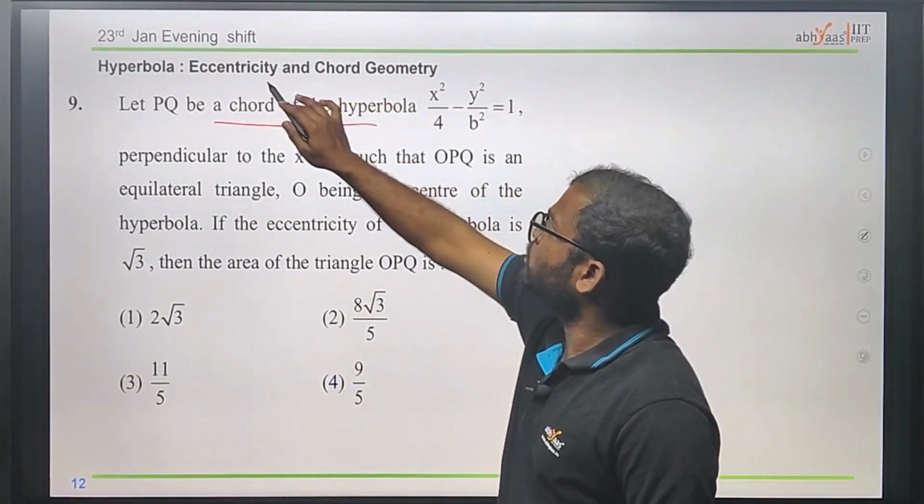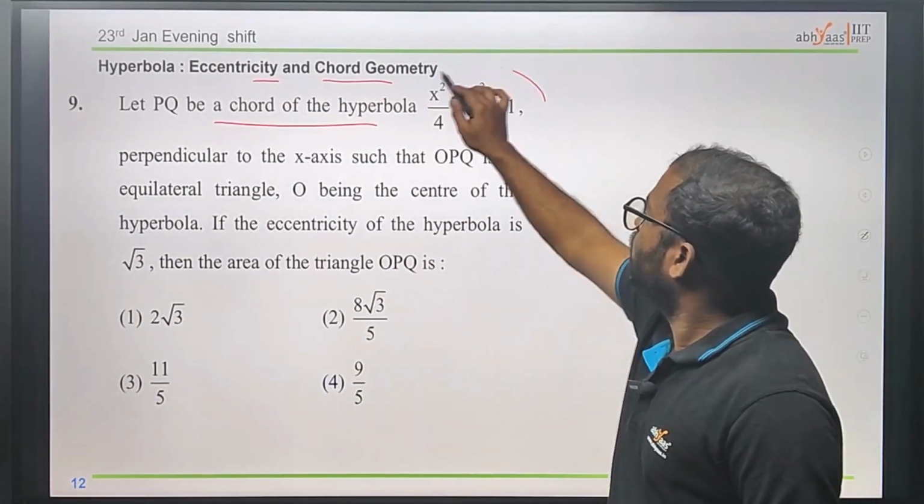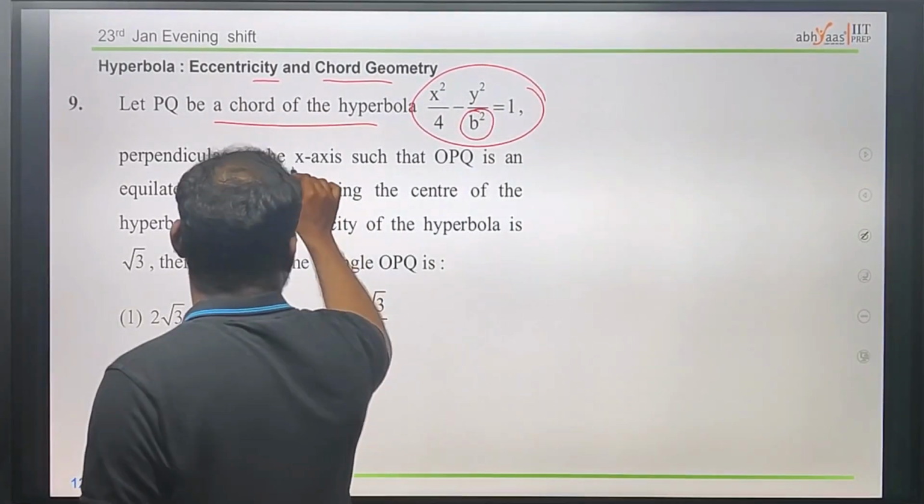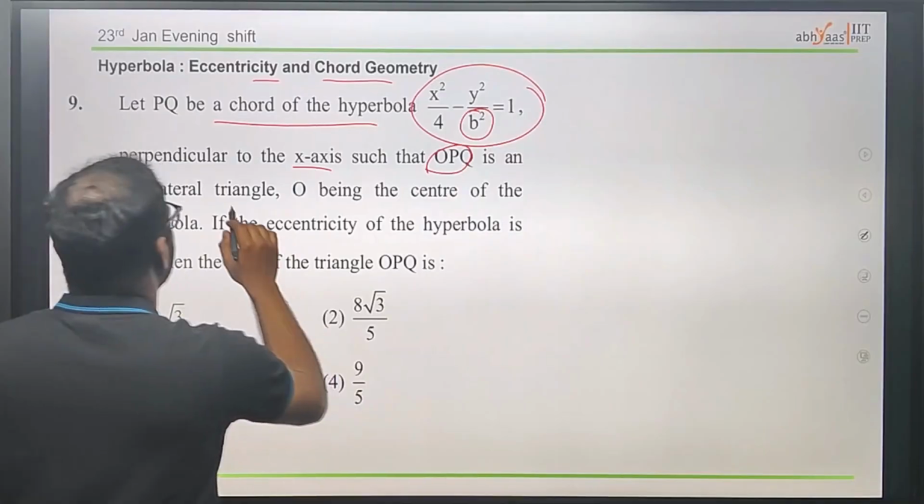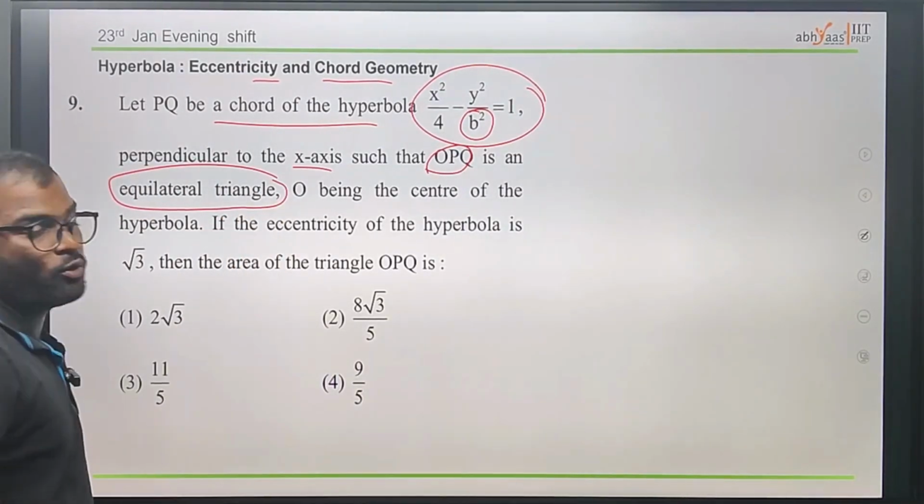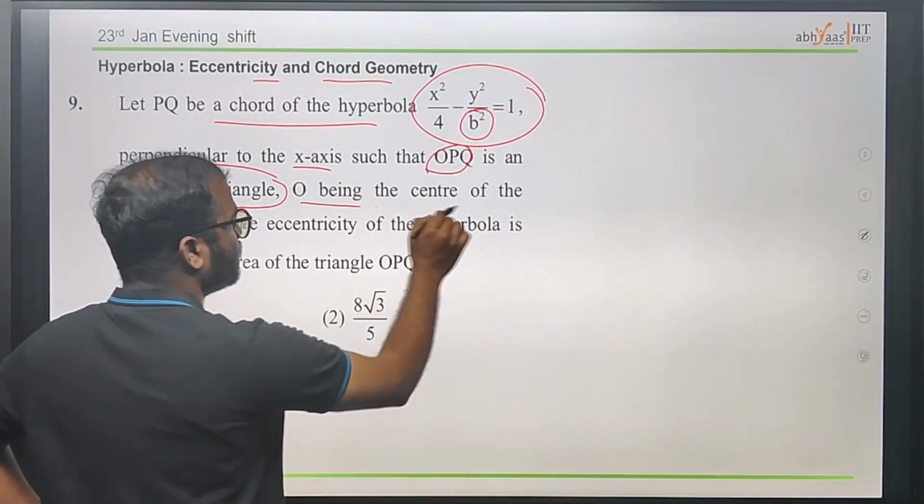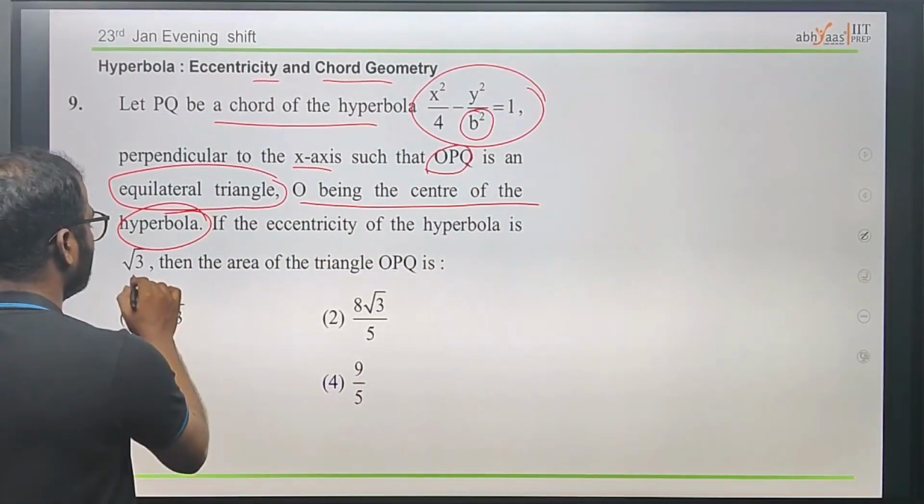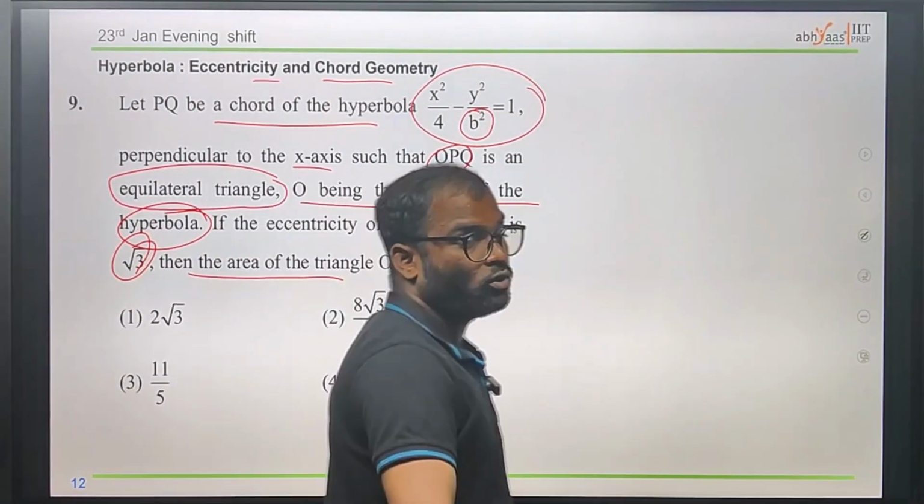Now the next question is on the hyperbola, which is based on eccentricity and chord geometry. Here b is unknown. The chord PQ is perpendicular to the x-axis such that OPQ is an equilateral triangle, where O is the center of the hyperbola. If the eccentricity of the hyperbola is root 3, then what is the area of the triangle OPQ?